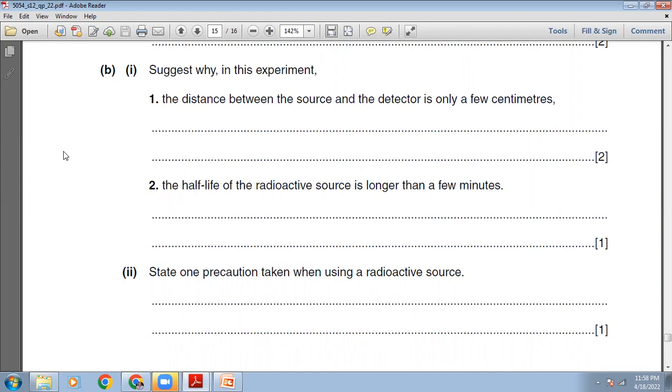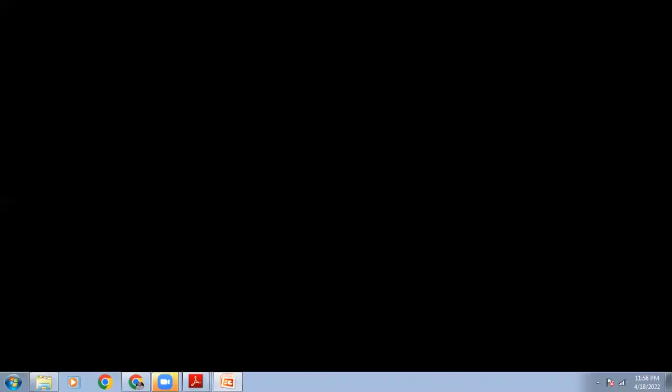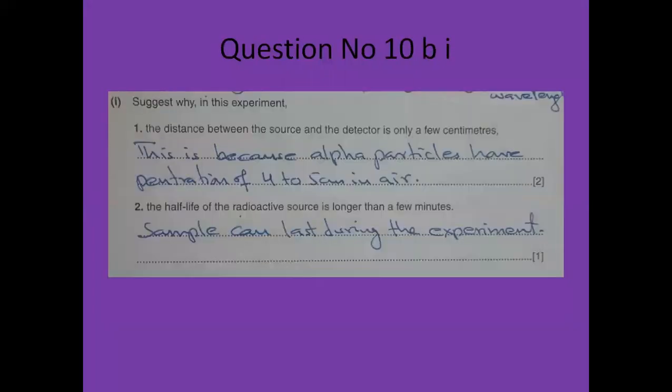So the distance between the source and the detector should be small, so that if the alpha particles are being produced, they can reach the detector and it can detect them. My written answer is: this is because alpha particles have a penetration of 4 to 5 centimeters in air.